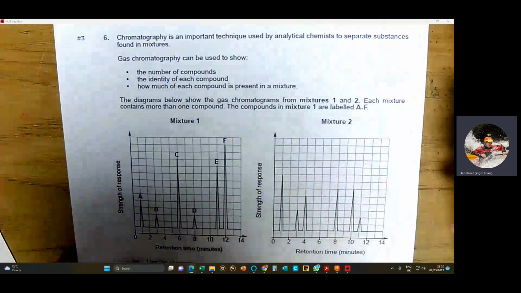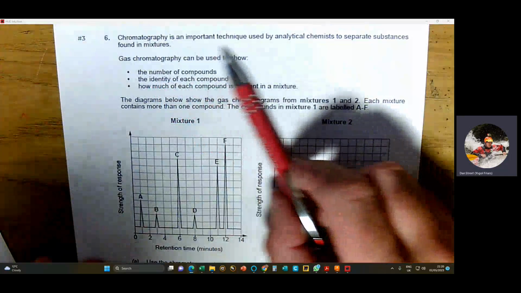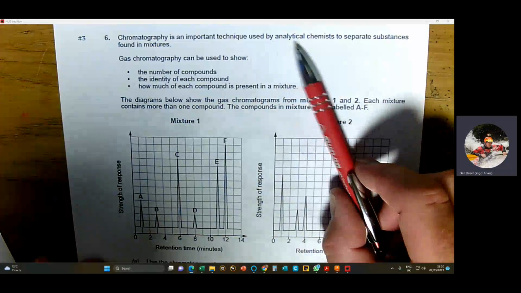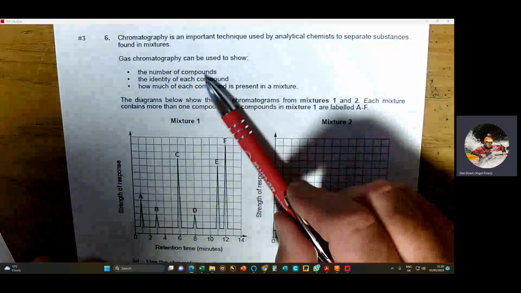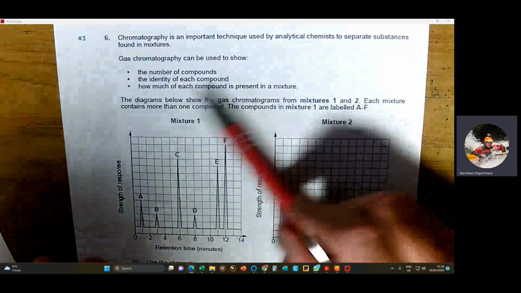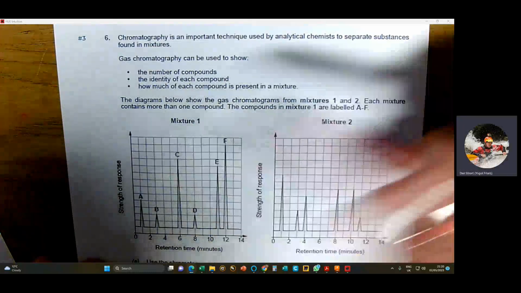Okay, so this question is about gas chromatography. It tells us here that chromatography is an important technique used by analytical chemists to separate substances found in mixtures. Gas chromatography can be used to show the number of compounds, the identity of each compound, and how much of each compound is present in a mixture. That's three things we can get from these graphs here.